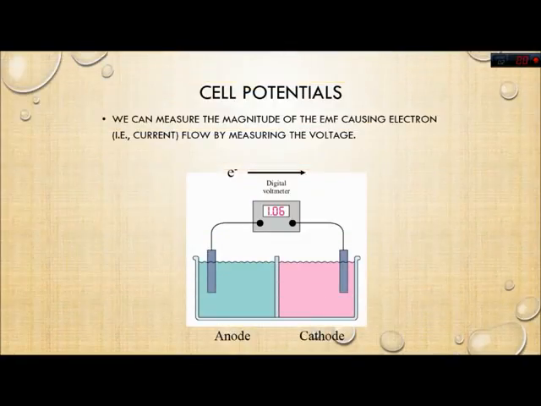We can measure the magnitude of the EMF causing electrons to flow by measuring the voltage. We keep a voltmeter across, as a partition between these two electrodes. One is the anode and one is the cathode. So this voltmeter gives the voltage difference between these two, and hence it works as a battery.